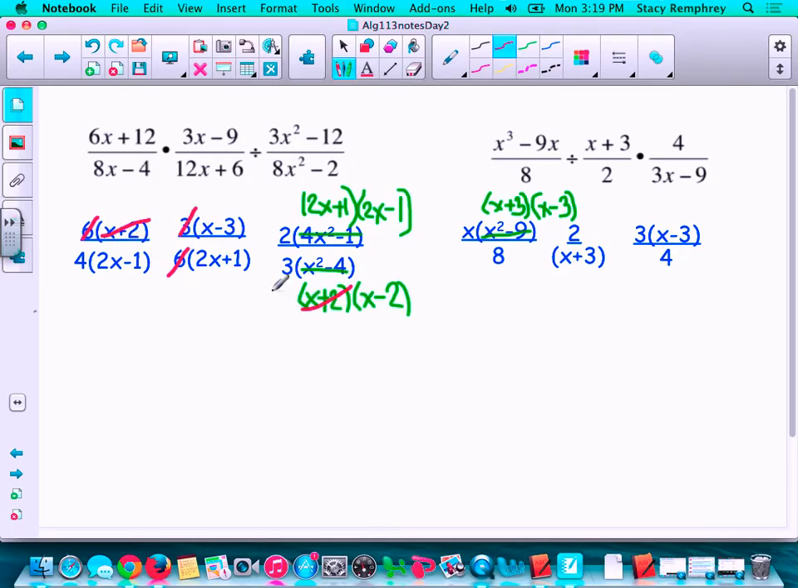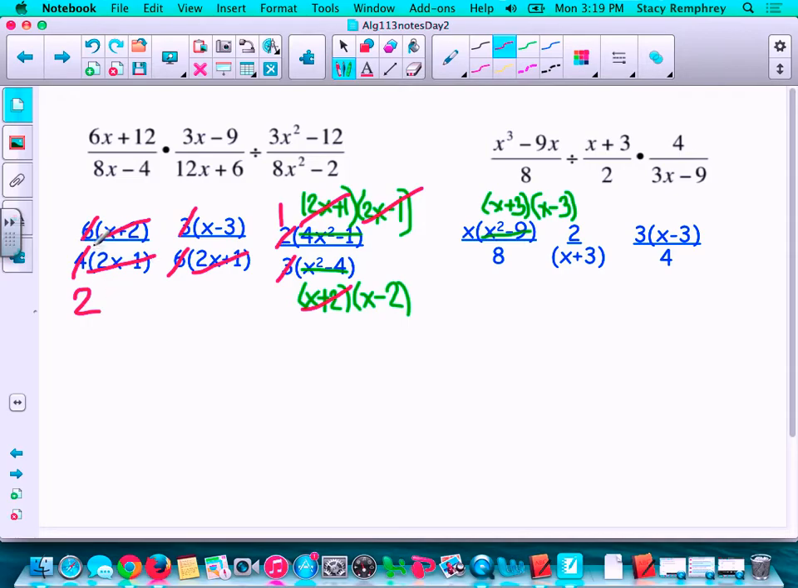I have a 3 that can cancel with a 3. I have an x minus 3. No, can't do anything with that. I have a 2 that I can cancel with the 4. All right, I have a 2x plus 1. There's another 2x plus 1. I have a 2x minus 1 and a 2x minus 1.